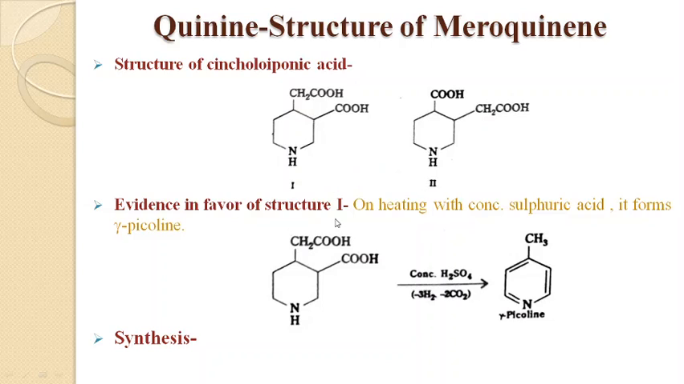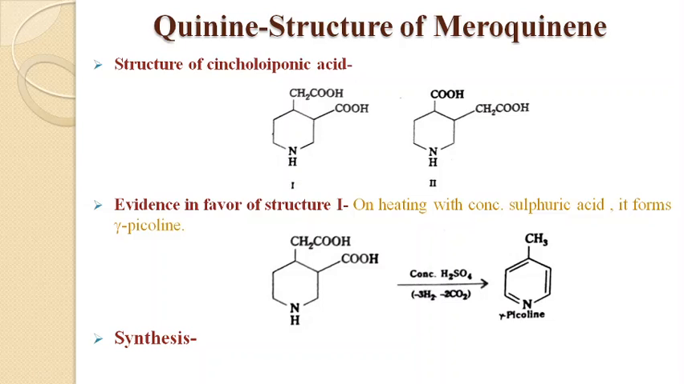Evidences in favor of structure 1. First, on heating with concentrated sulfuric acid, it forms gamma picoline. Gamma picoline is 4-methyl pyridine. So the formation of gamma picoline reveals that the CH2 group is present here. So structure 1 is favored according to this reaction.